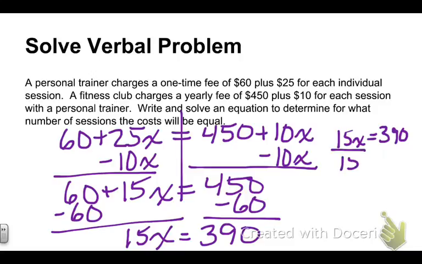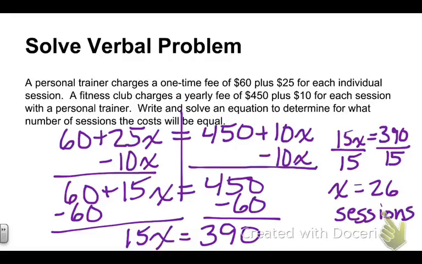Do the inverse. Divide by 15. When you divide, x is going to be 26. So at 26 sessions, the cost would be equal. If you only wanted 20 sessions, one company would be better. That's the stuff you're going to build on, all right, as you practice this. So I'm excited about this. I like variables on both sides, so I will see you tomorrow.